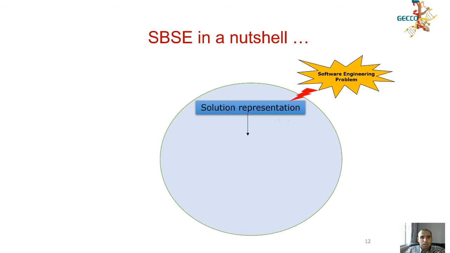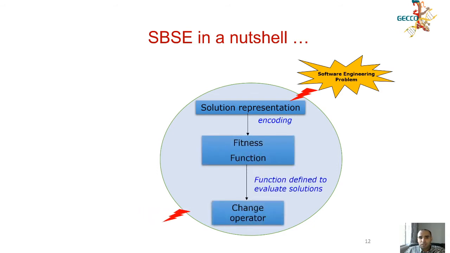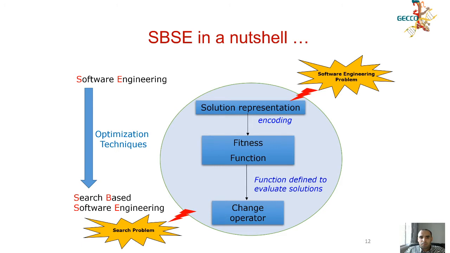So let's see what is SBSE in a nutshell. So we mainly start from a software engineering problem, then we try to use a solution representation or a specific encoding for the solution. We can represent a solution as, for example, a vector or a tree to fix a given problem. Then we need to define what we call a fitness function that evaluates how good is our represented solution. Then we need to define change operators that can refine the candidate solution to make it better, and that can evolve over an evolutionary process to make the solution better and fitter.